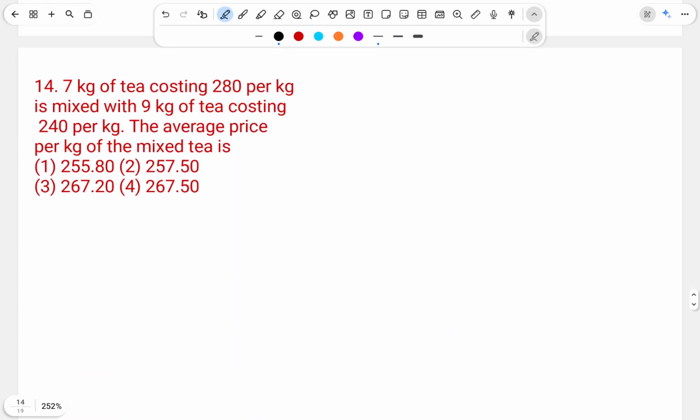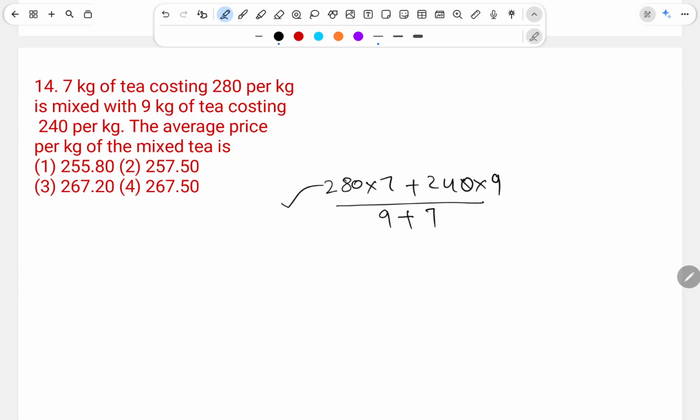Now 7 kg of tea costing 280 per kg is mixed with 9 kg of tea costing 240 per kg. The average price per kg is, simple thing again, 280 into 7 plus 240 into 9 by 9 plus 7. Calculate and mark the answer.